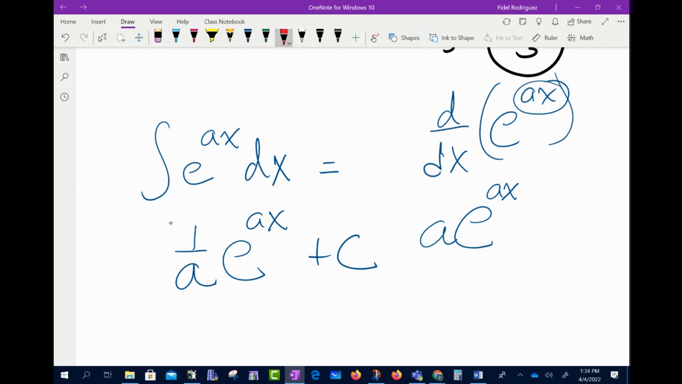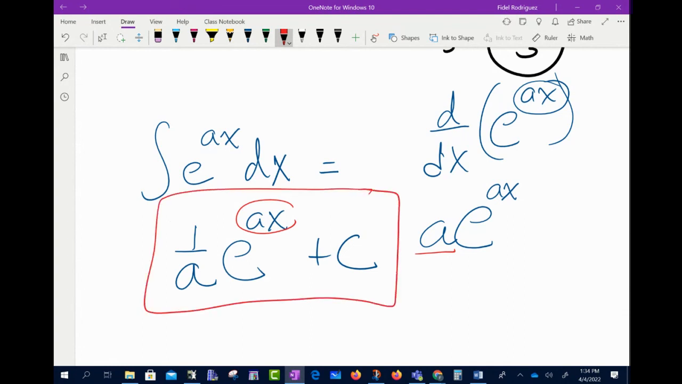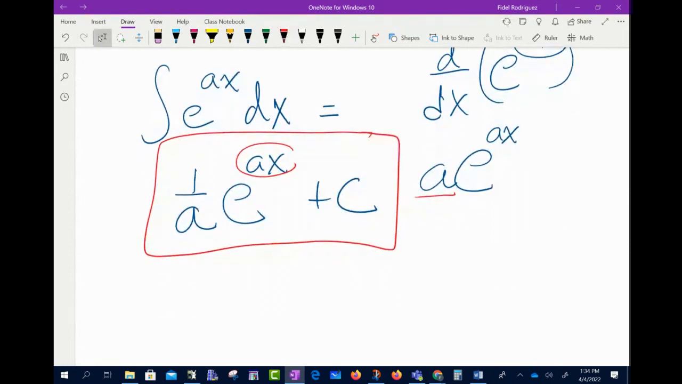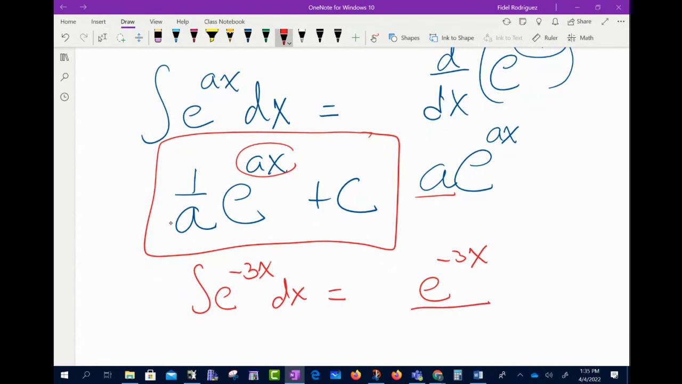And I want you to notice something here. If I take the derivative of this, I get that a right there. But that a with this a down here would end up canceling each other out. So this gives me a general formula for integrating e to the ax. So now if I said, look, what's the integral of e to the -3x? Then we could say it's going to be e to the -3x divided by -3, right? Or I can write it the way I wrote it here.